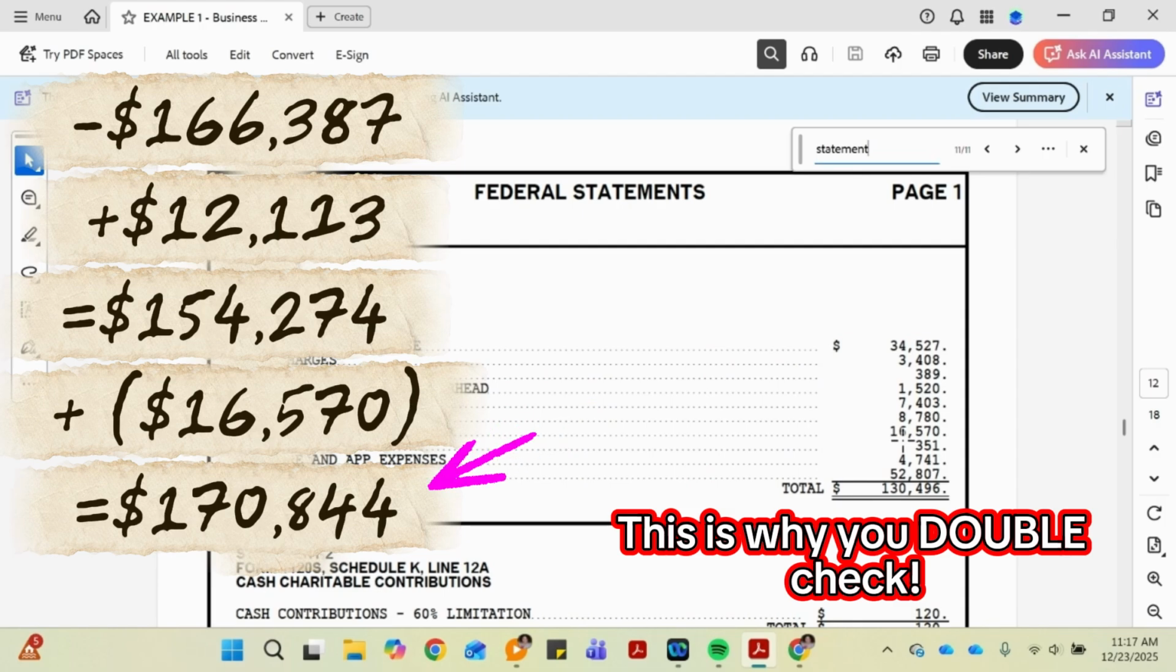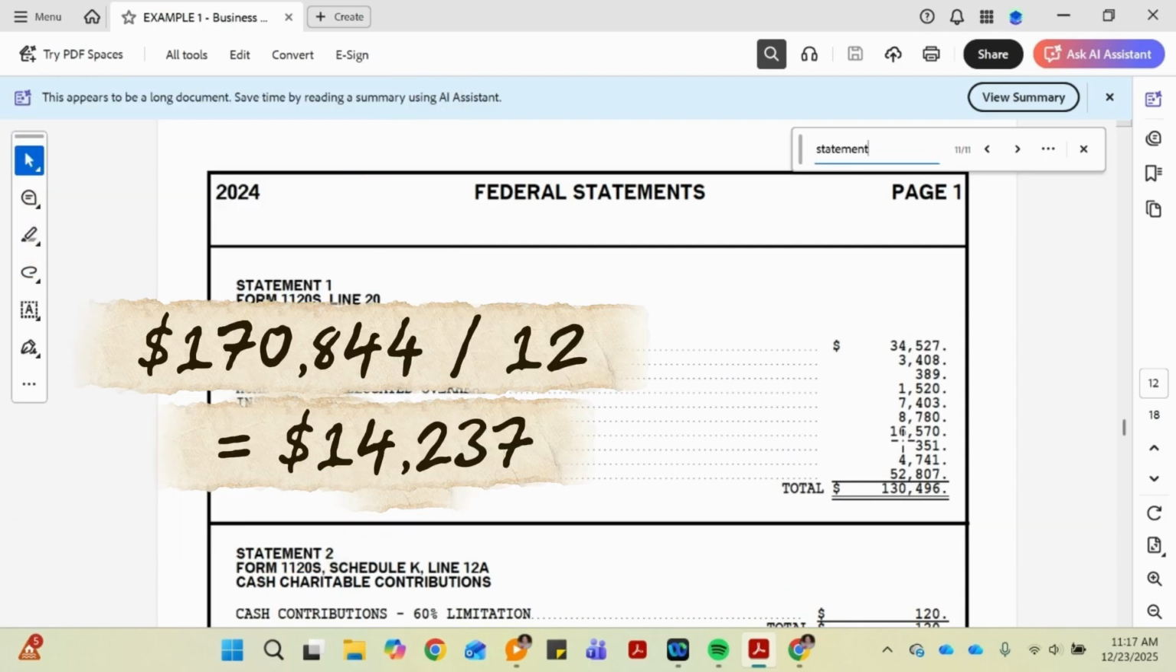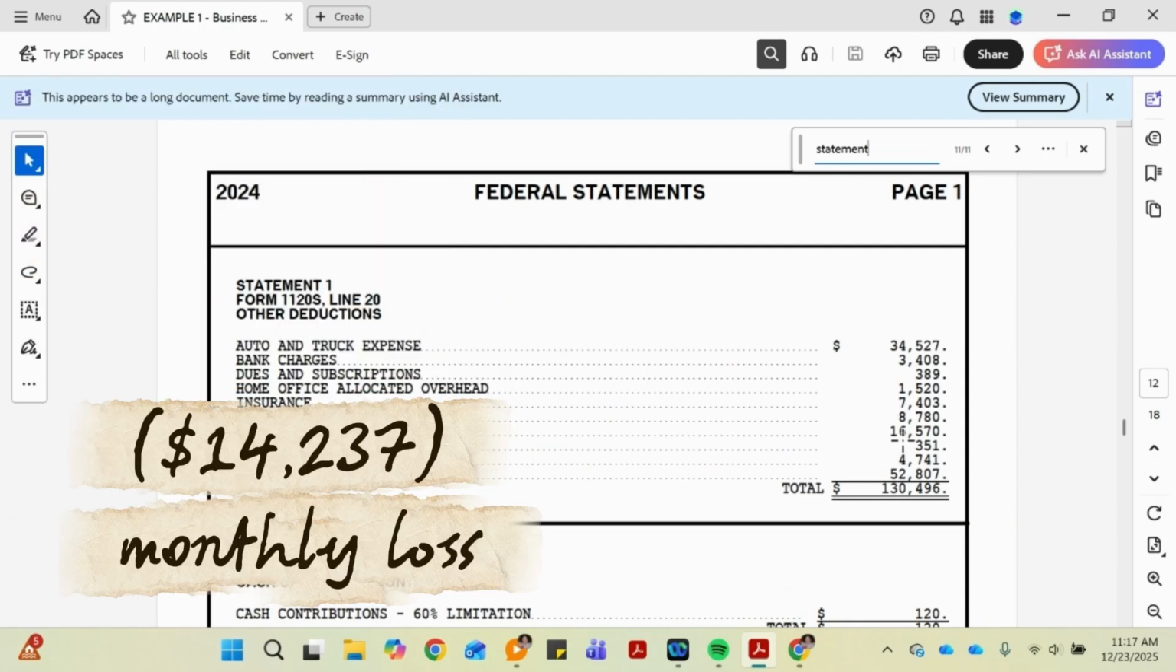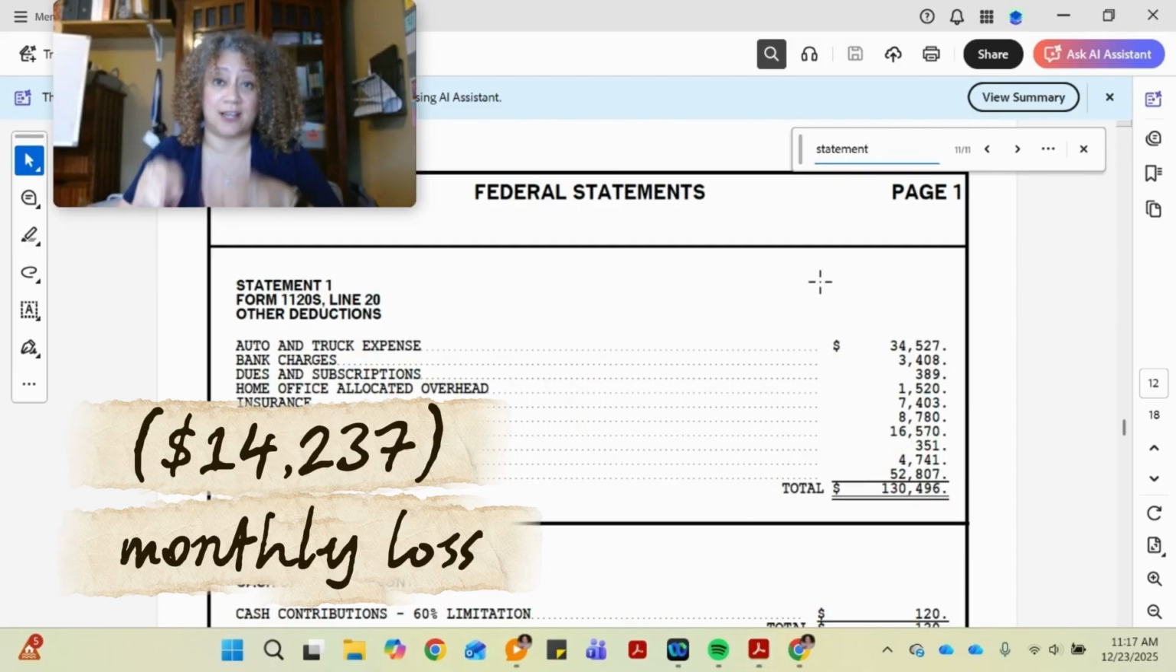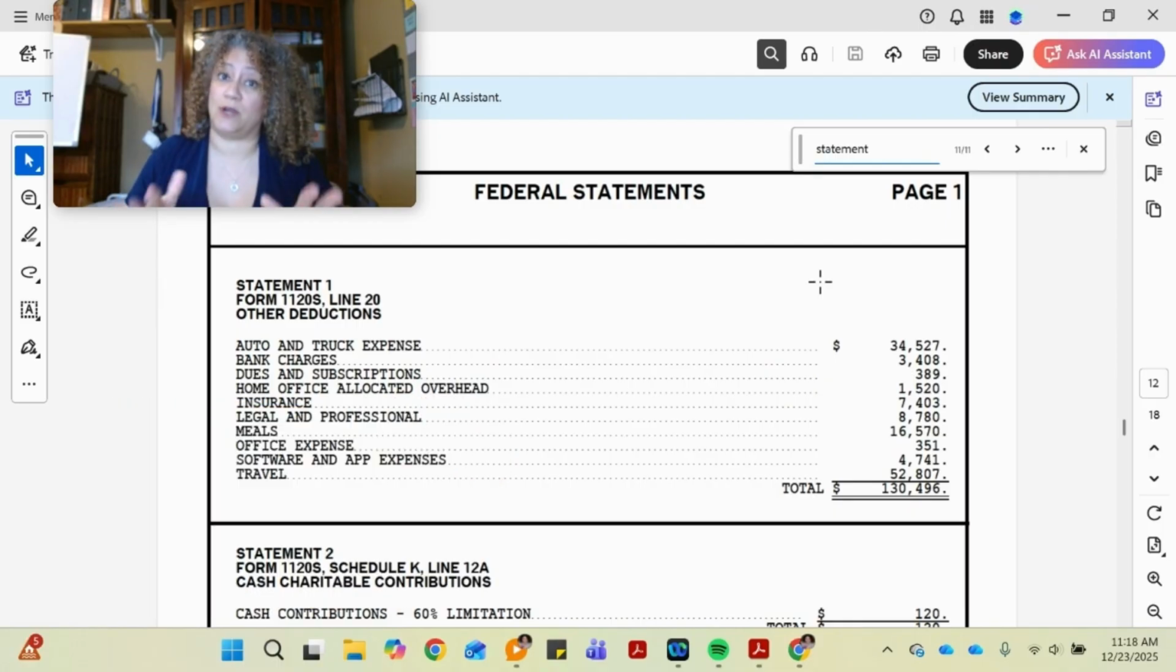If I were to divide that by 12, that's 14,262 in loss a month. So your underwriters are going to take what they already made and deduct this loss to come up with the net income of what's left over and how we can qualify them. Or they may not use these tax returns at all if there's a loss.